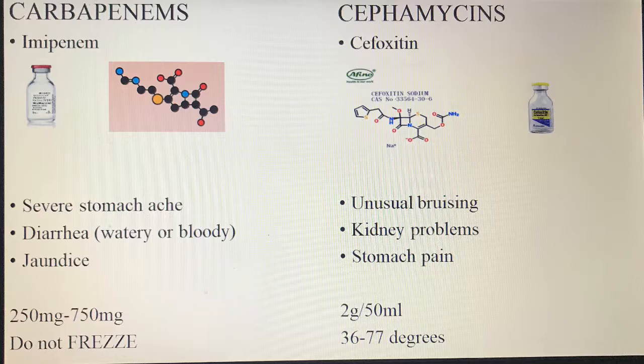Cefoxitin can cause unusual results with lab tests, for example, glucose in the urine. Store this medication at cool room temperature between 36 to 77 degrees. Take the medication out and allow it to reach room temperature before injecting the dose. The recommended dose is 2g over 50 ml.